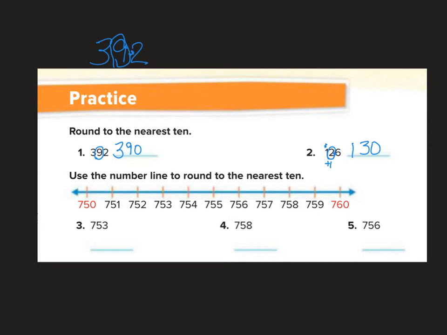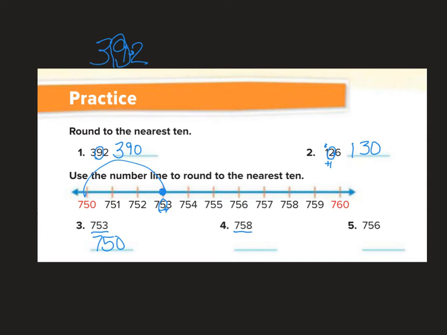Use the number line to round to the nearest 10. So if I have 753, that's right here. If I circle the tens and look at the 3, I know I'm going to go down to 750. Down to 750. Right? And if I look at the number line, I notice it's closer to 750.